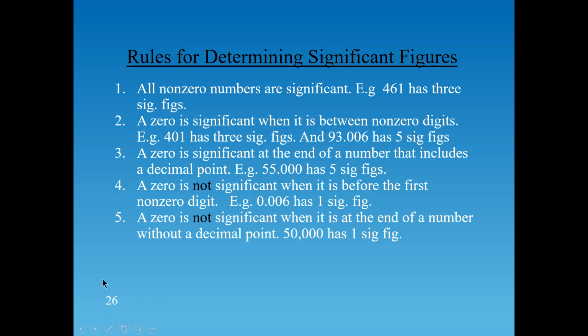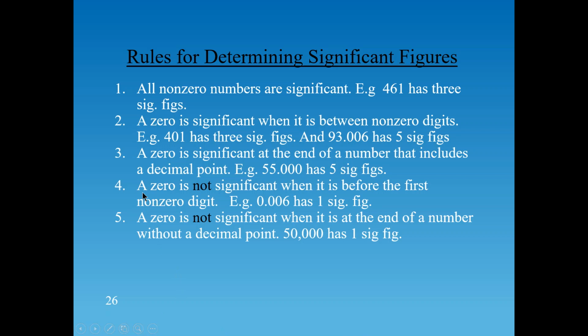All right? The next rule has to do with situations where you have zeros at the end of a number and there's a decimal point. And according to this rule, those zeros are significant. If you have zeros at the end of a number and there's a decimal point anywhere in that number, then those zeros are significant. So for example, in this case here, 55.000, all these zeros are significant because of the presence of the decimal point. And therefore, the total number of significant figures expressed here would be 5.